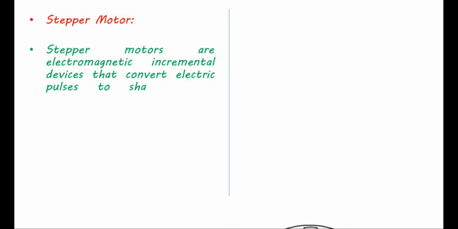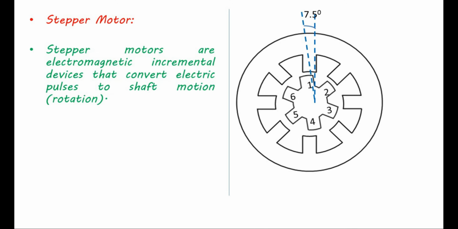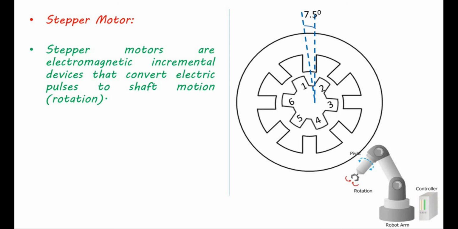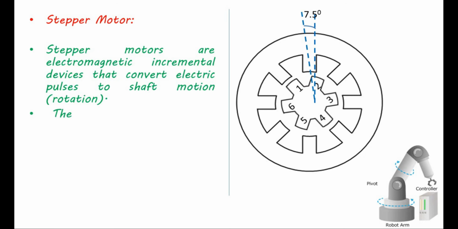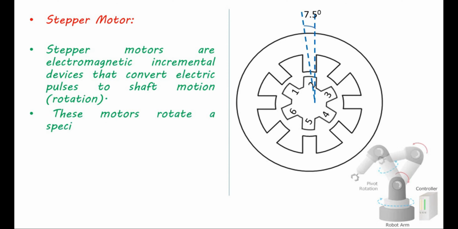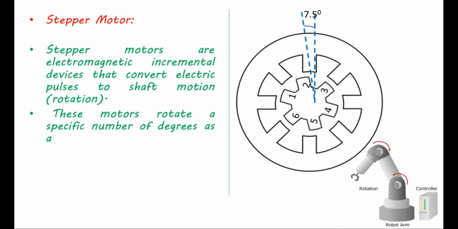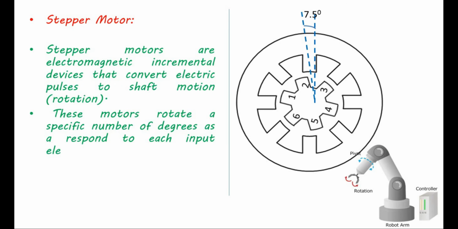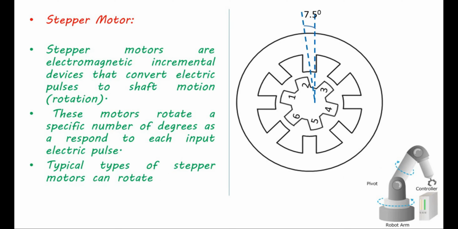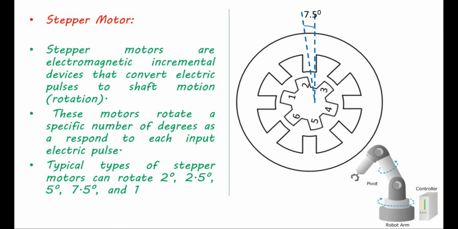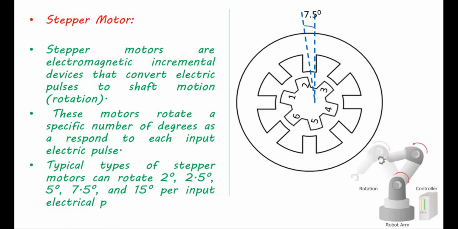Stepper motors are electromagnetic incremental devices that convert electrical pulses to shaft motion. Unlike a conventional electric motor, which rotates continuously, this motor rotates a specific number of degrees in response to each input electric pulse. Typical stepper motors that rotate by 2 degrees, 2.5 degrees, 5 degrees, 7.5 degrees, and 15 degrees are commonly available.